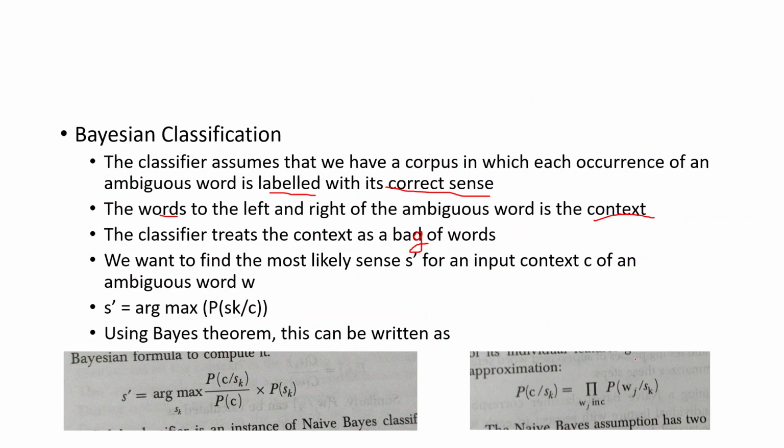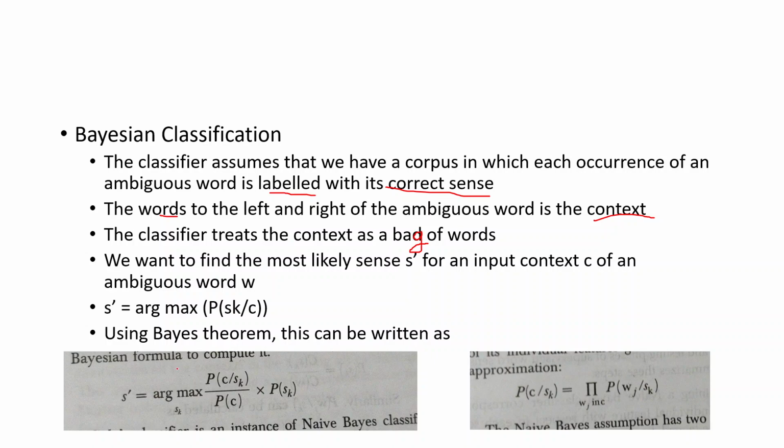So the classifier is assuming that the context is a set of words, and each of these words is represented using a number or a vector. We are not going to look at how it will be converted to a number or a vector, but since we are talking about a machine, we are assuming it is in terms of numbers.